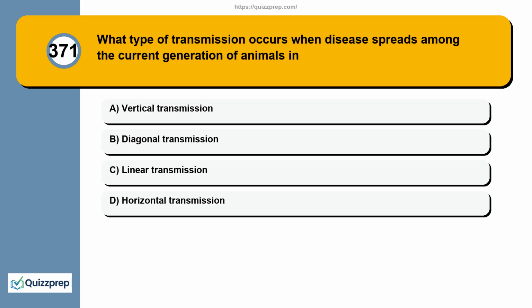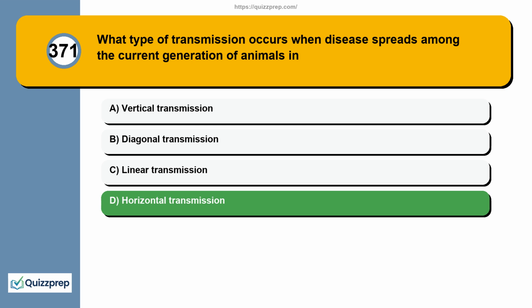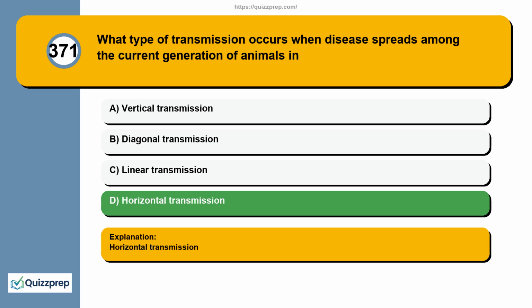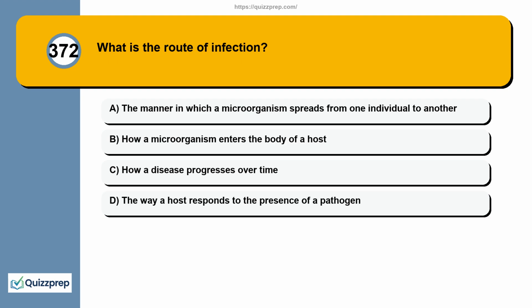Question 371. What type of transmission occurs when disease spreads among the current generation of animals? Option A, vertical transmission. Option B, diagonal transmission. Option C, linear transmission. Option D, horizontal transmission. The correct answer is option D, horizontal transmission. Horizontal transmission.